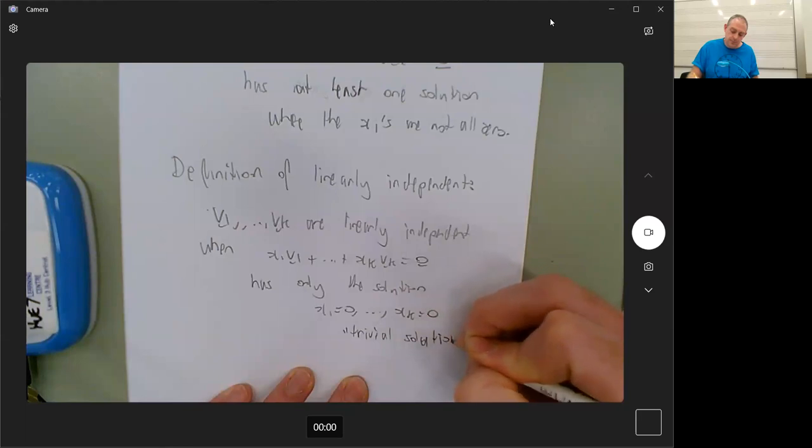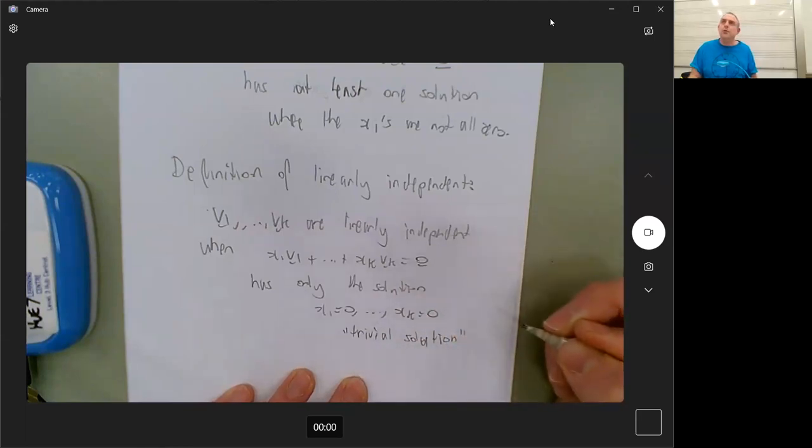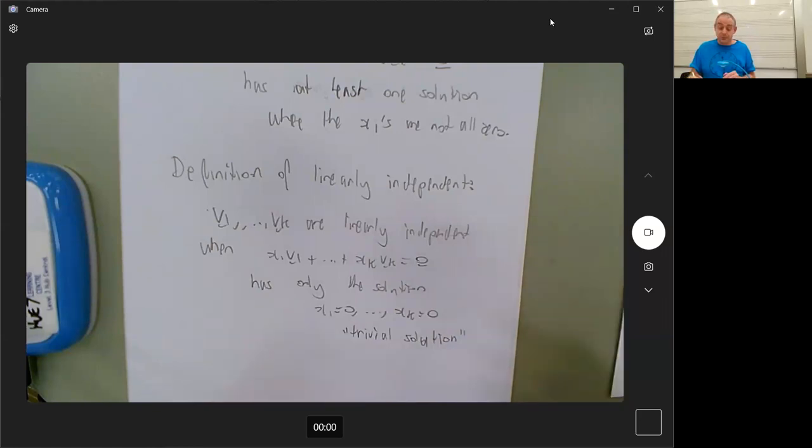Trivial in ordinary English means not important. But here it's really important. It's just mostly zeros. It's the solution I would have thought of by myself. If I want to make the answer 0, I could just have 0 of all of them. And that's the one that I could have thought of without any training.